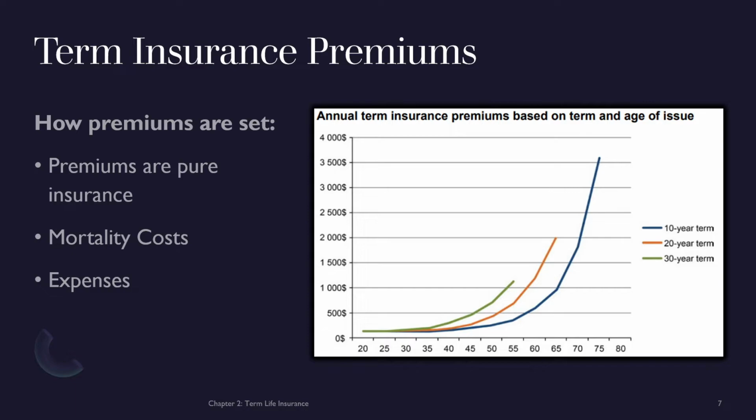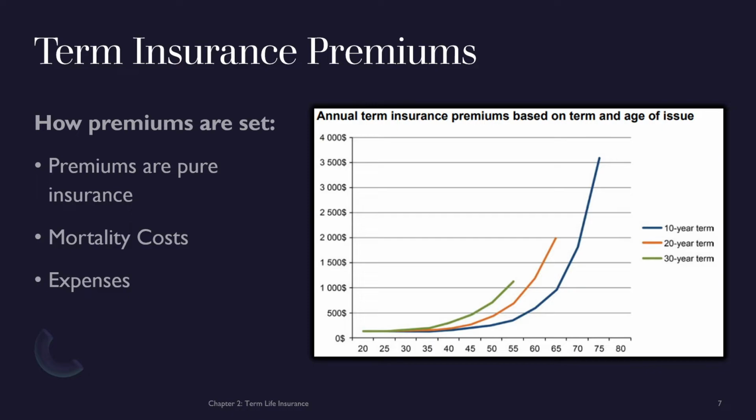Insurance companies also have expenses to cover. So this includes the cost of selling the policy, underwriting the policy, processing applications, etc. So this is another cost that goes into the premiums. Now, as you can see on the graph, this is basically an example of the premiums. You can see that there is an exponential growth as the policyholder becomes older. And again, that is mainly because that probability of death becomes much higher as the life insured does age.